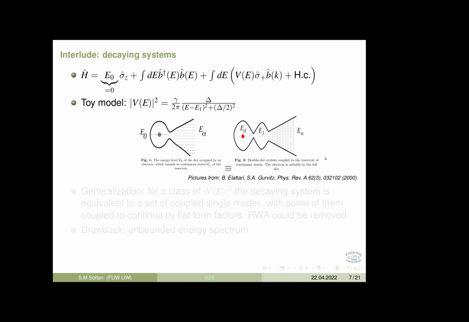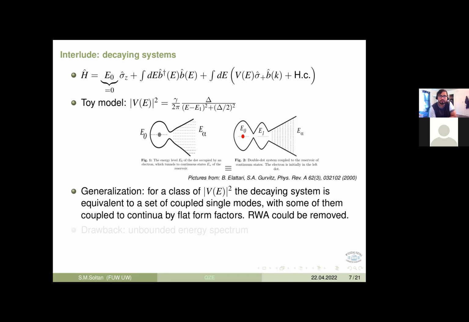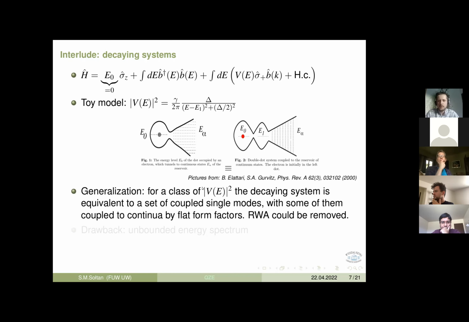We may note also that this is quite a general observation. In fact, there is a whole class of such models in which the decaying system is equivalent to a set of coupled single modes, and then some of these single modes are coupled to some continua by flat form factors. So actually, the analysis of such a toy model could be very nicely generalized.